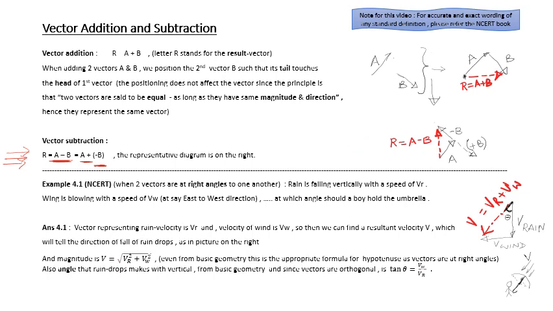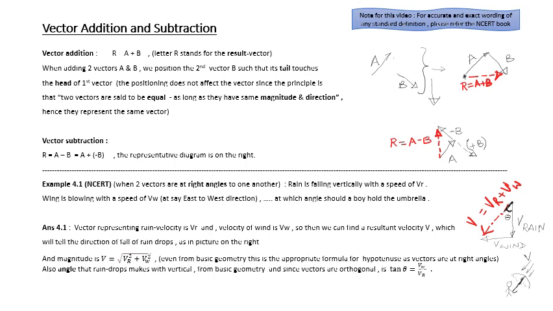Okay, and now based on this, let's look at a useful example, also given in your NCERT book. It's example 4.1 taken from your NCERT book, showing how we use vector addition. In this case, we'll be talking of two vectors that are at 90 degrees or right angles. Now, what does the question tell us?